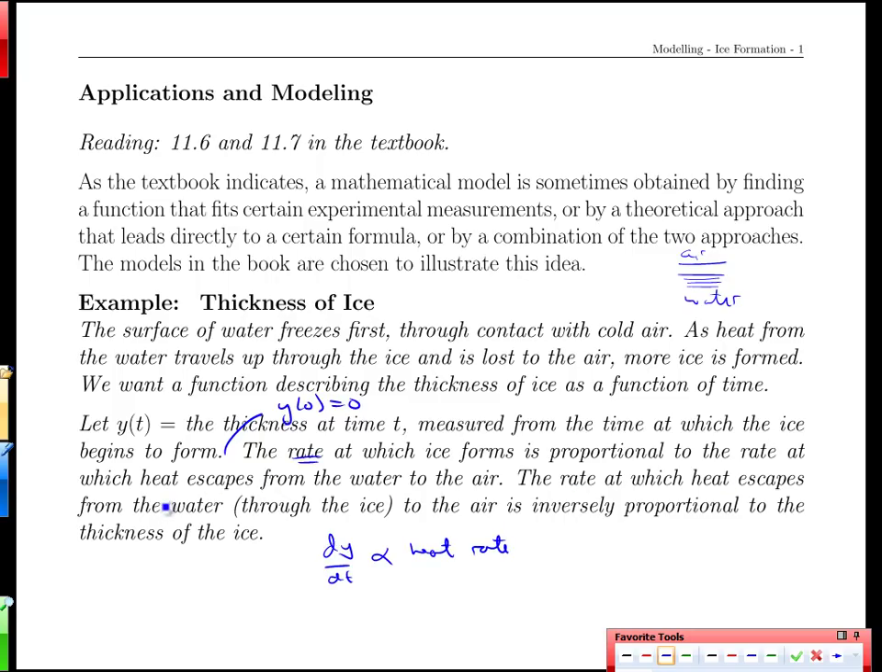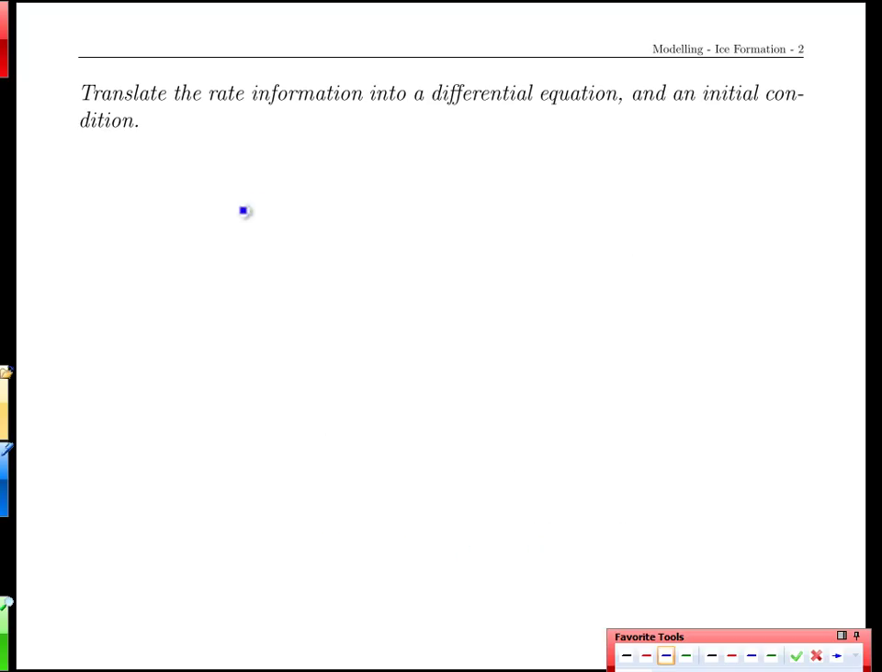And the rate at which the heat escapes is tied back to the ice thickness, because the more ice, the lower the heat. We're going to say this is inversely proportional to the thickness of the ice. Well, that chain of proportionality is nice because we can use one single constant to represent that whole chain. If we have dy/dt is proportional to 1 over y, then the easiest way to write that down as an equation is, proportional to means a constant times.